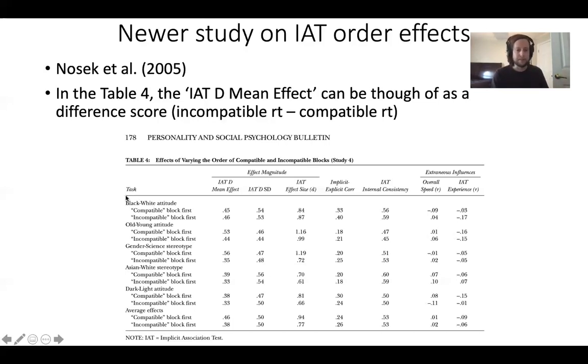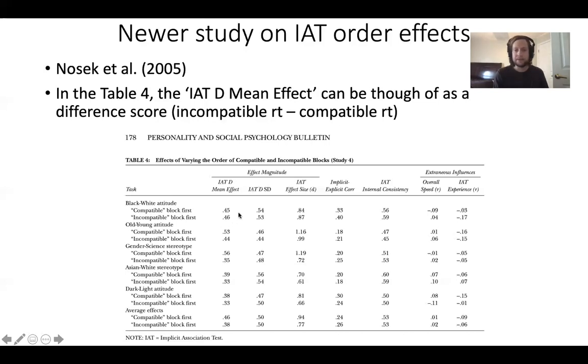For our purposes, we just need to focus on these top 4 different IATs. And what I was interested in is, do they show order effects in these studies? If you look, one of the factors in this study is order. For half the participants in each of these 4 IATs, they saw the compatible block first. And then the other half of the people saw the incompatible block first.